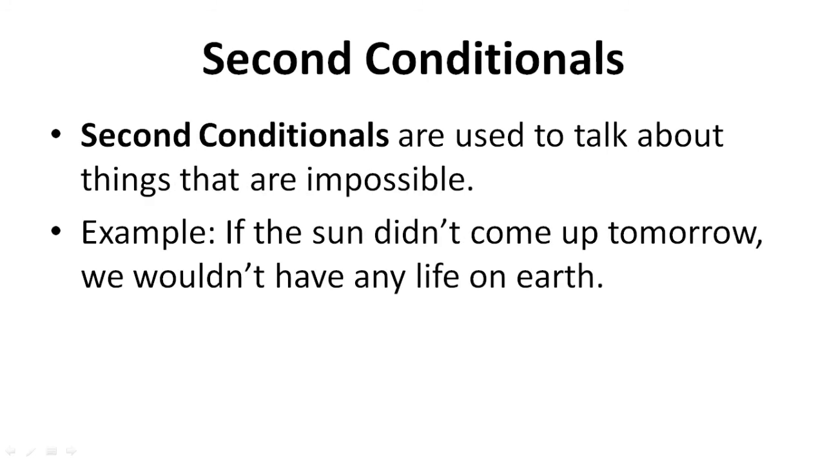Next is second conditionals. Second conditionals are used to talk about things that are impossible, which are never going to happen. Let's take an example of it. If the sun didn't come up tomorrow, we wouldn't have any life on earth. So it's a fact, if there is no sun, there would be no life on earth.